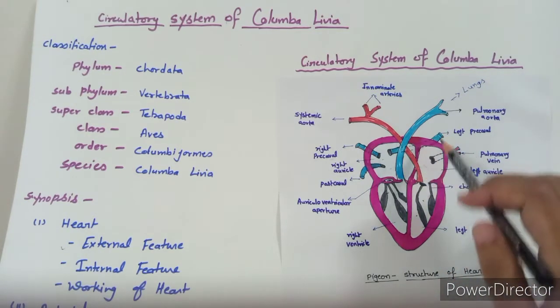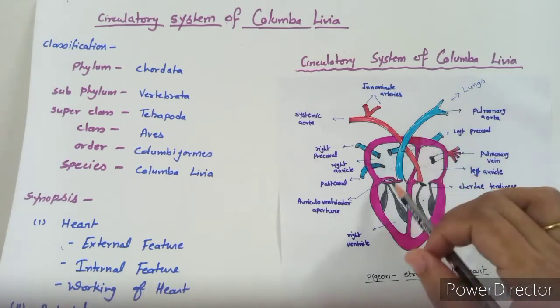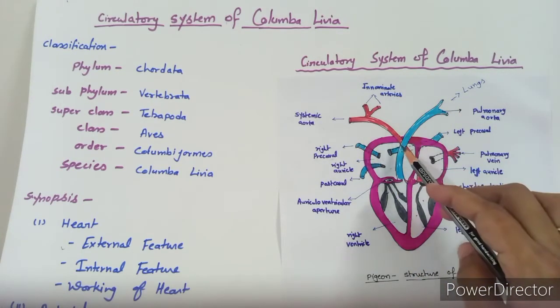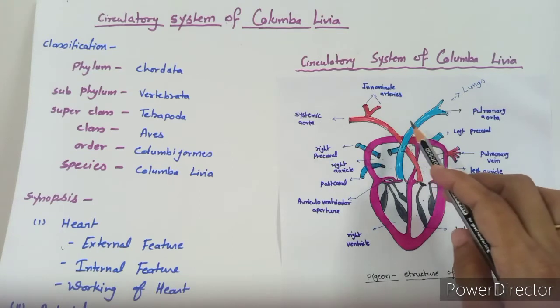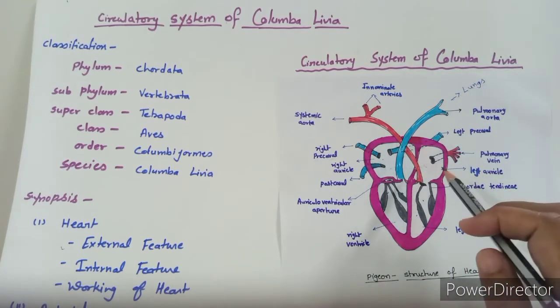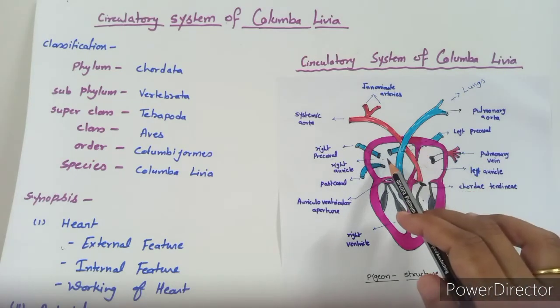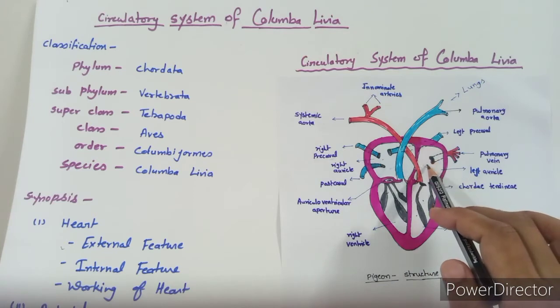Listen to me, I have colored this artery blue and this red. Blue color denotes deoxygenated blood and red color denotes oxygenated blood, so you can better understand the flow of the blood in the heart. So first the right auricle and left auricle.